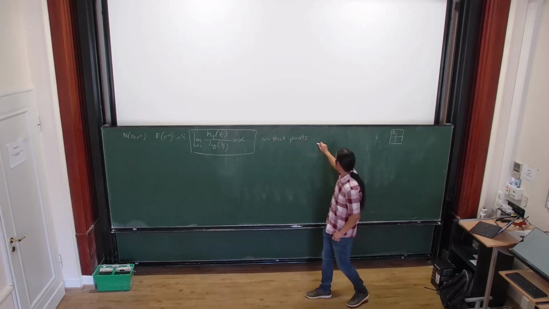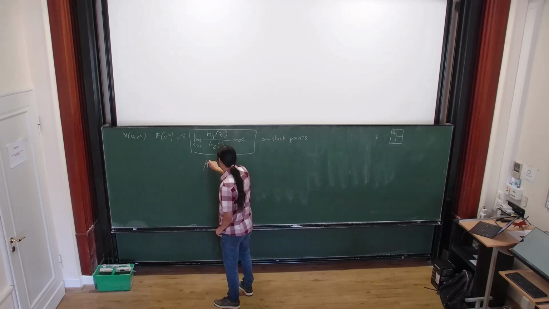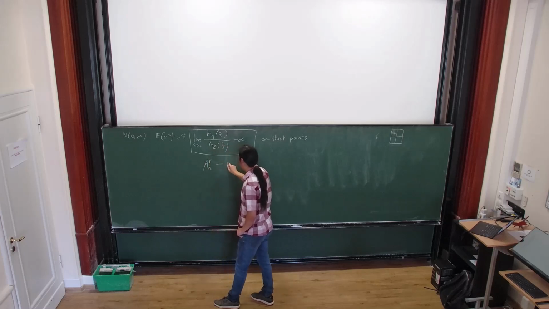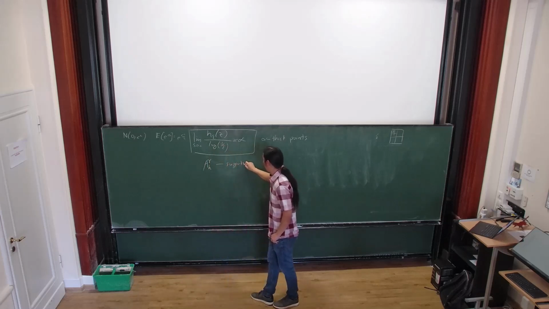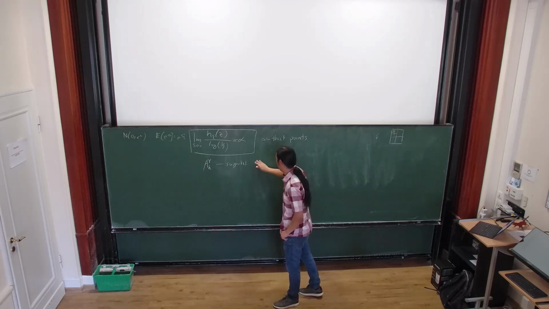And so this a gamma-H measure is supported on points which are gamma-thick.